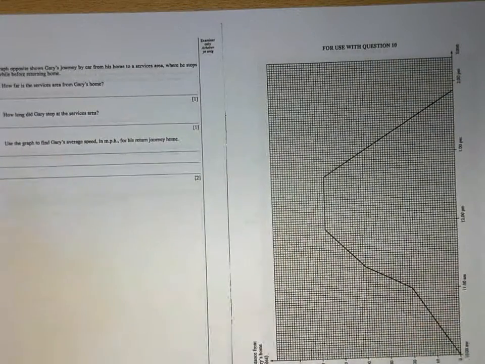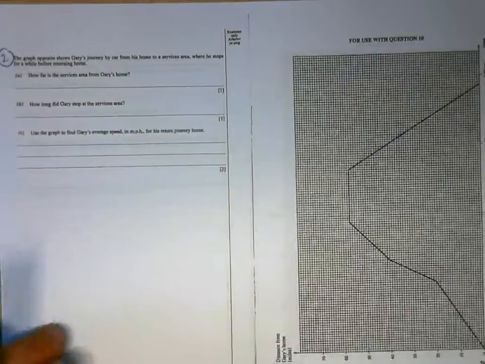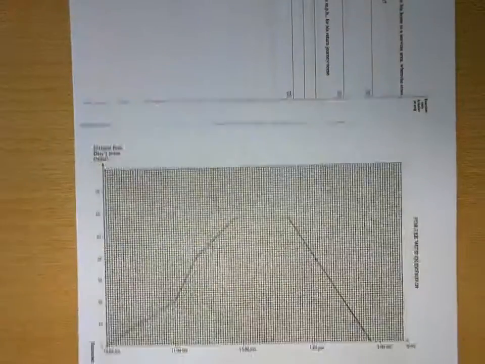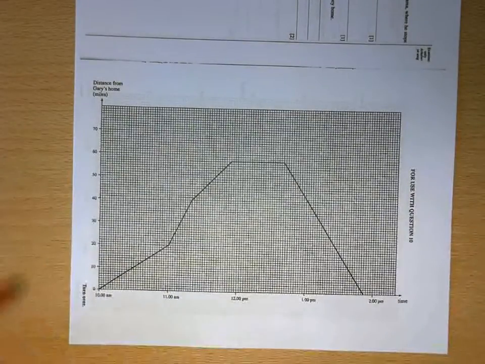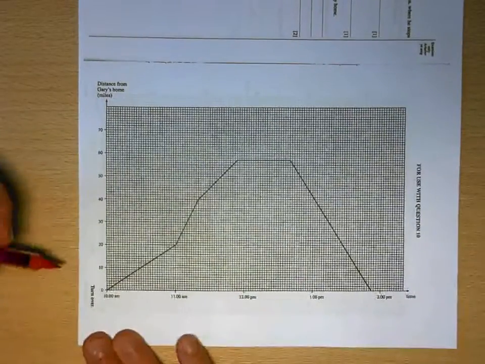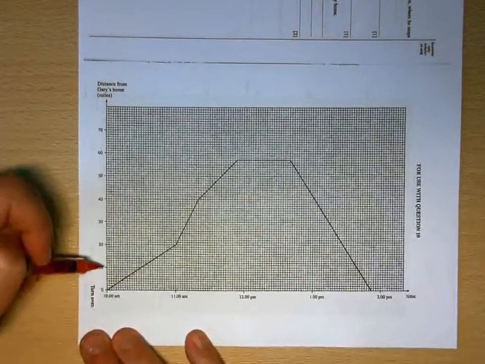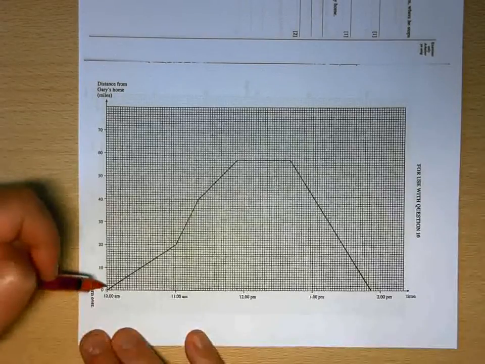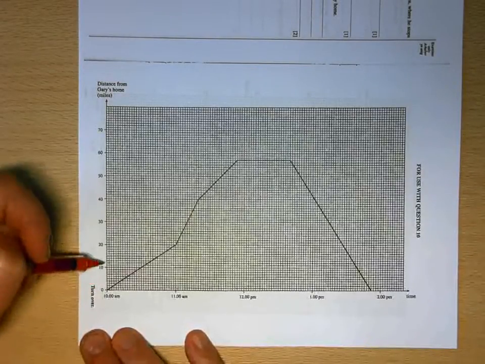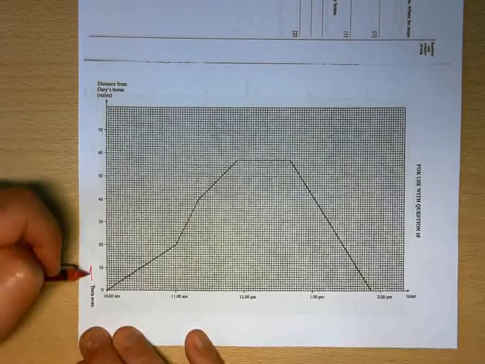Okay, question 2. Same thing again. I'm going to start off working out the units on my graph. Now this particular graph, you've got to turn the page around in order to read it. The distance is always vertical. Okay, so in this particular question, we're going from 0 to 10 in 1, 2, 3, 4, 5, 6, 7, 8, 9, 10. So that's straightforward. Each little square is 1 mile.